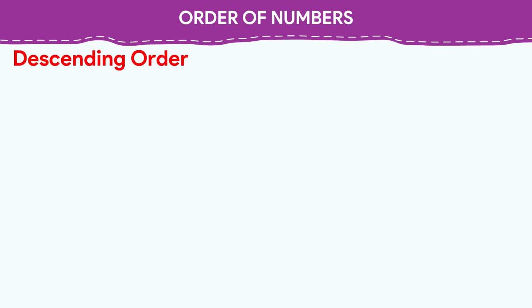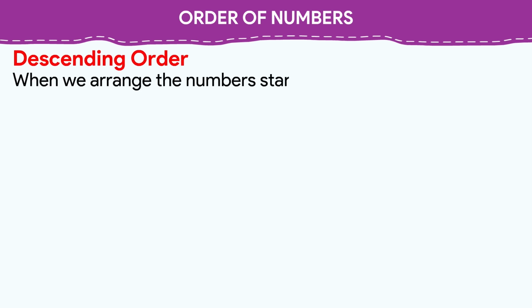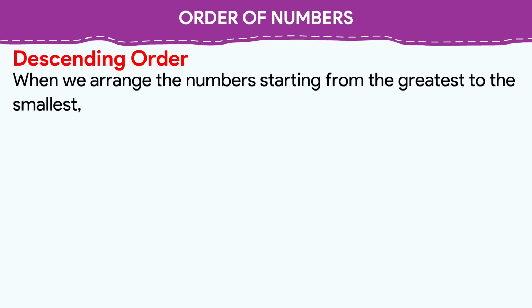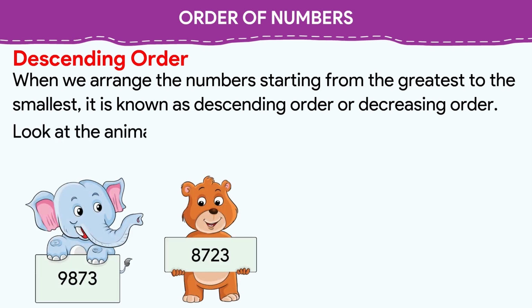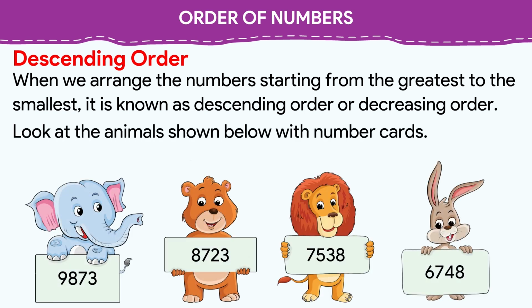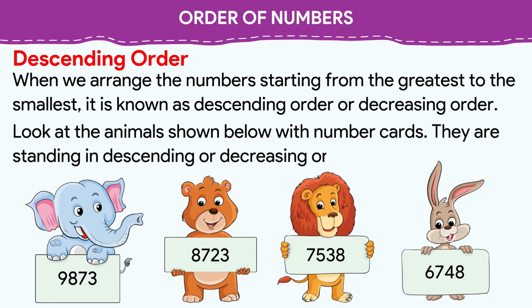Descending order. When we arrange the numbers starting from the greatest to the smallest, it is known as descending order or decreasing order. Look at the animals shown below with number cards. They are standing in descending or decreasing order. 9,873, 8,723, 7,538, 6,748.